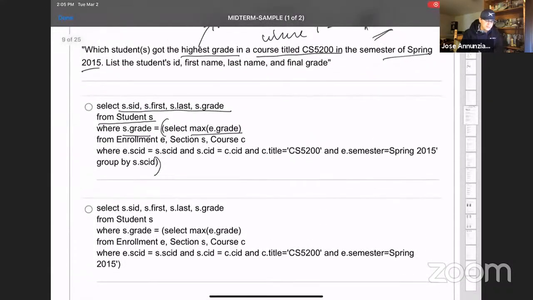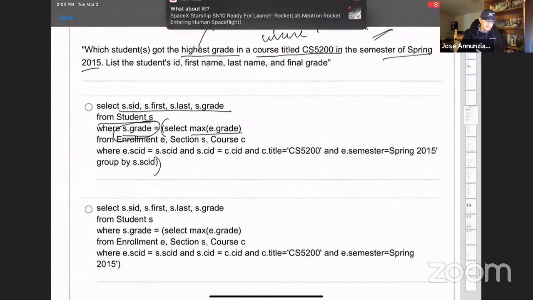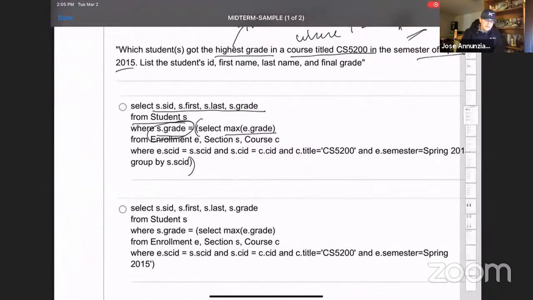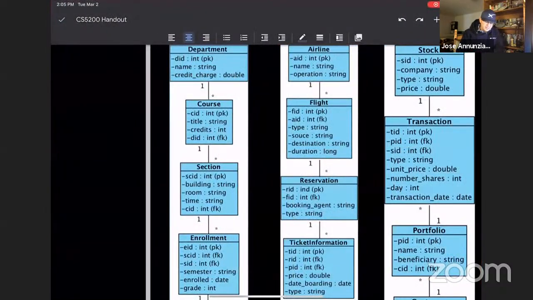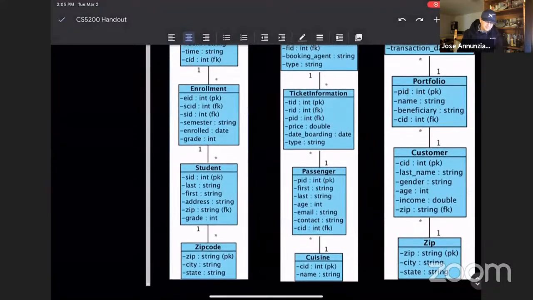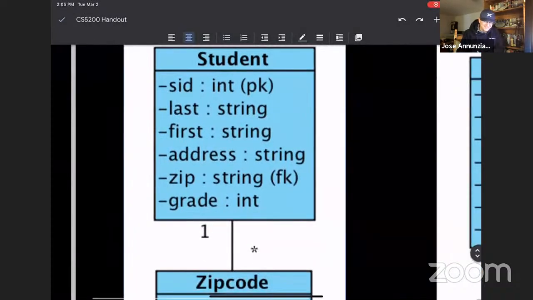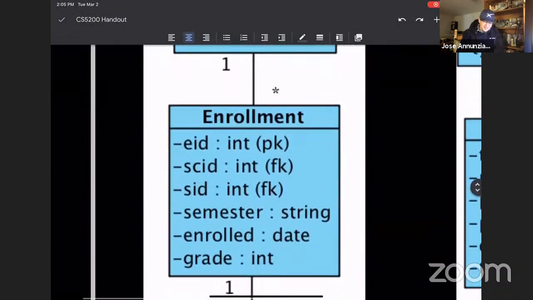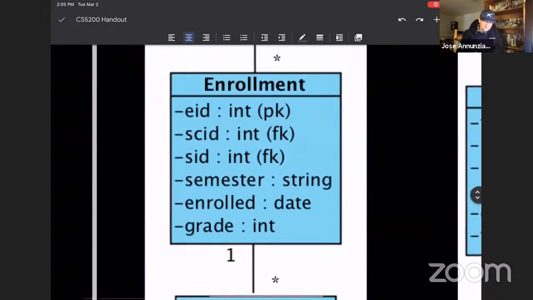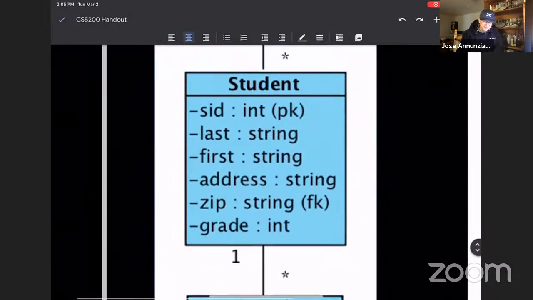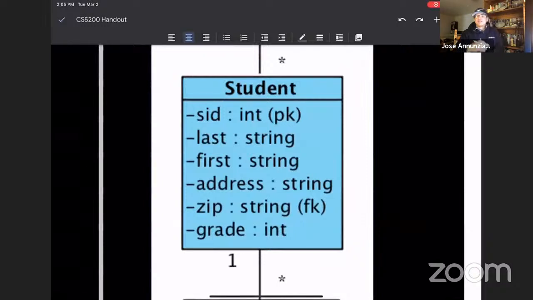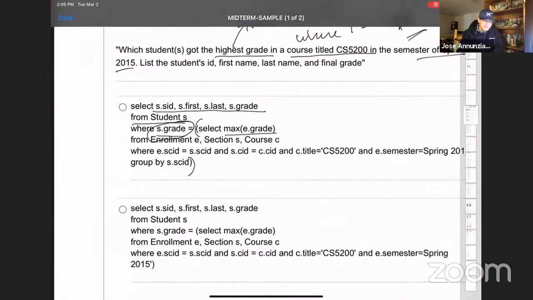So this is trying to match the grade in the student, but it looks like the student doesn't have a grade. Oh, it does. The enrollment has a grade, and also the student has a grade. Okay, so that query would be okay, because we have a student, the grade in the student. That's okay, let's leave it.